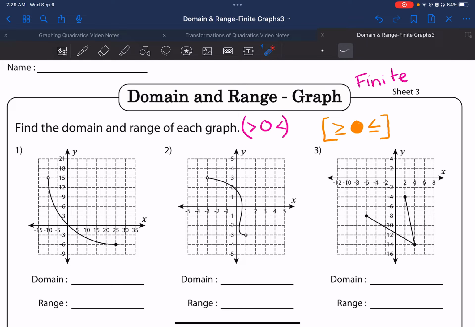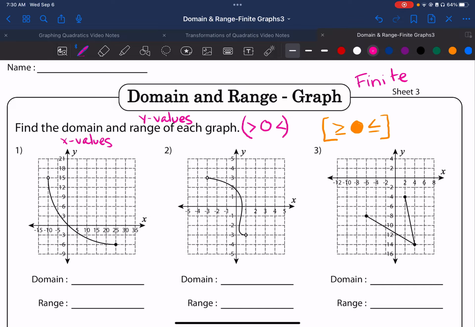Looking at these graphs, notice here at the endpoints of these graphs, we don't have arrows that continue the graph on. We have dots that cause the graph to stop. That's what makes these finite graphs, and it changes the way that we do the domain and range just slightly. Recall from your notes, the domain is all of the possible x values, and the range is all of the y values.